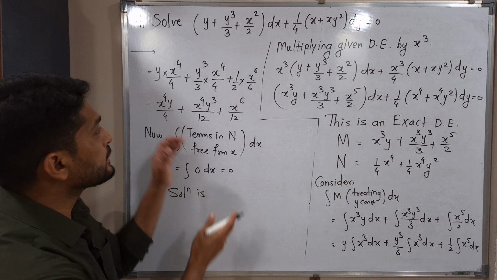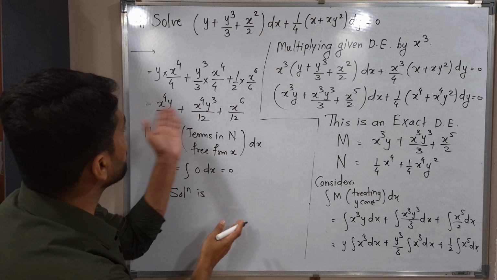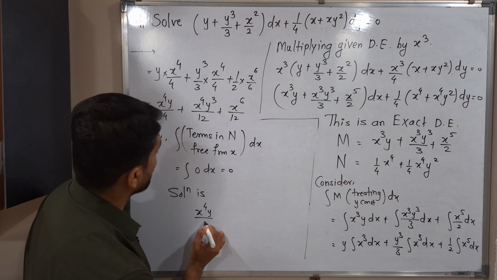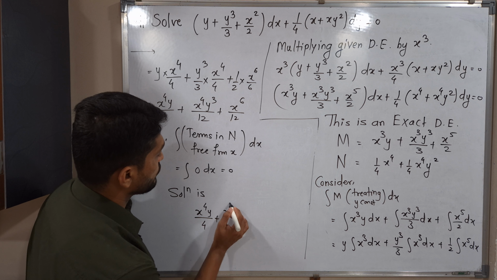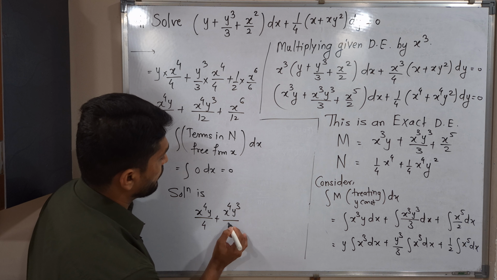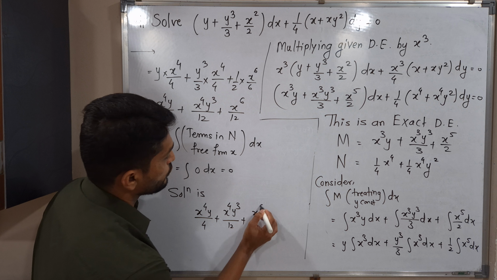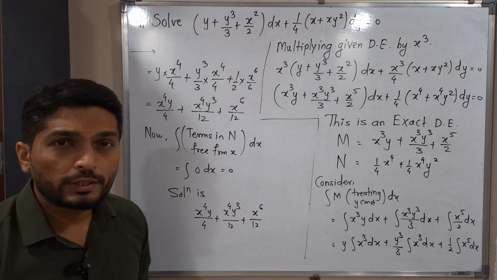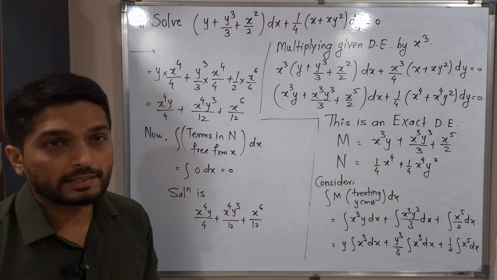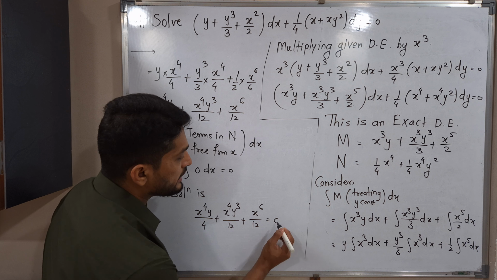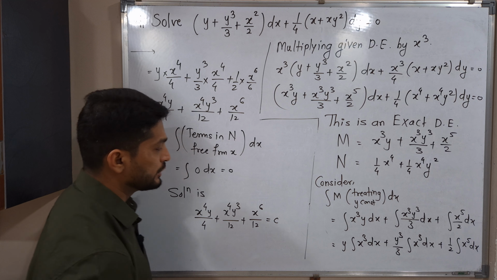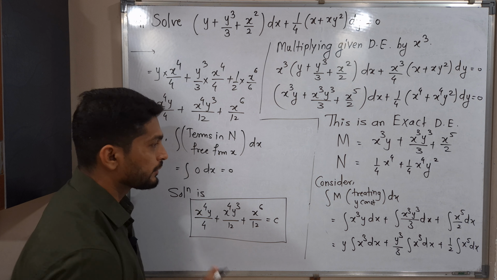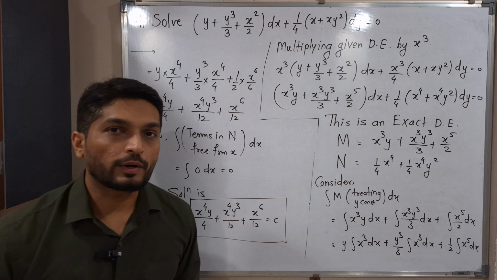So let me mention the solution is nothing but the addition of these two integrals. The value of the first integral is this one. Let me write x raised to 4 y by 4 plus x raised to 4 y cube by 12 plus x raised to 6 by 12, and the value of the second integration is 0, so no need to add it, 0 plus anything, you will get the same. So simply I am mentioning is equal to C. This is the required answer. In this way we solved this example. That's it, finished.